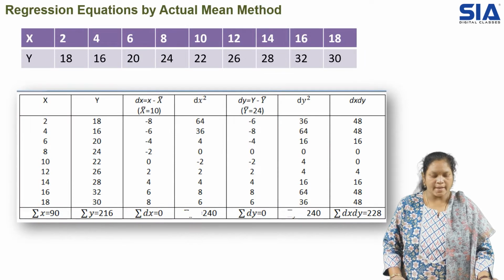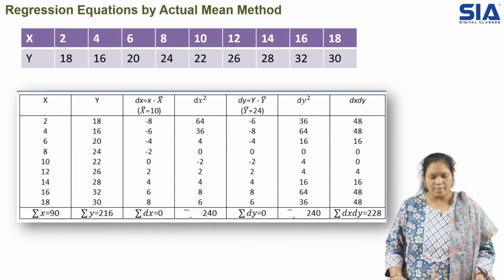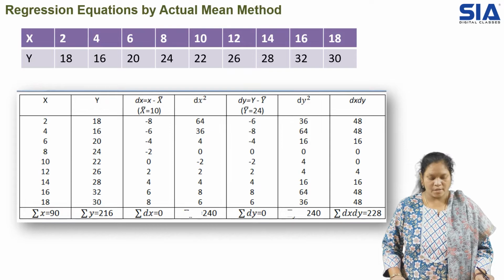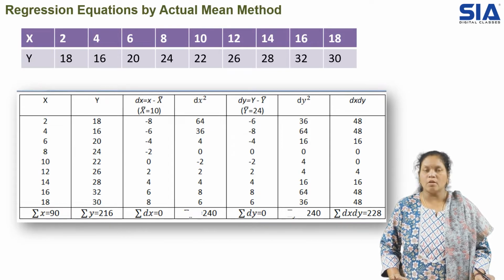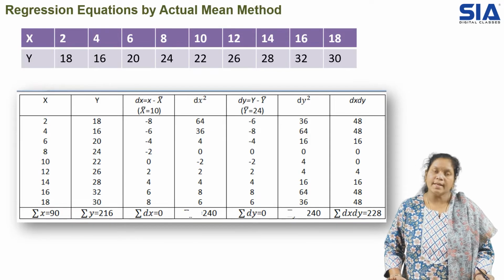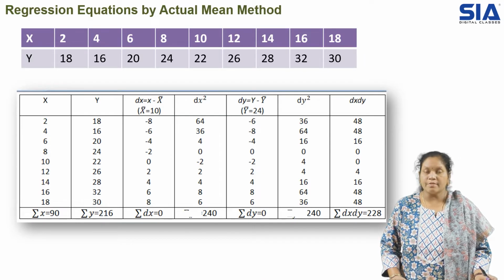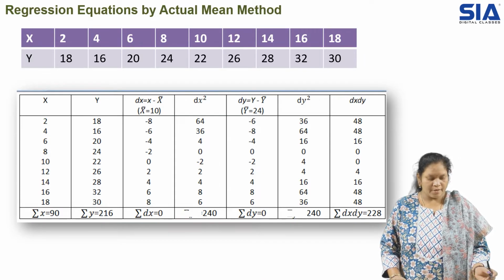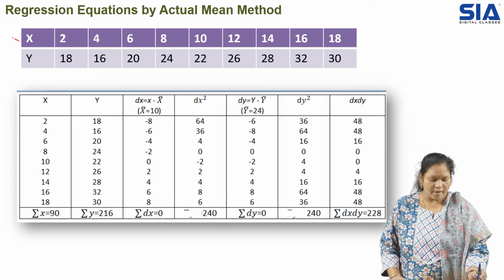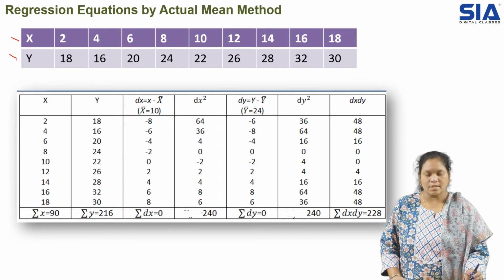So here is our data: regression equations by actual mean method. They'll ask you to obtain regression equations by actual mean, and they won't specify any method. It's based on the data that we need to proceed. Here is the data we have, x values and y values. They'll be giving this in the question.